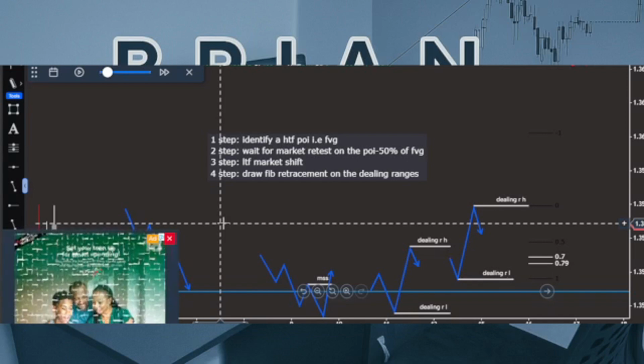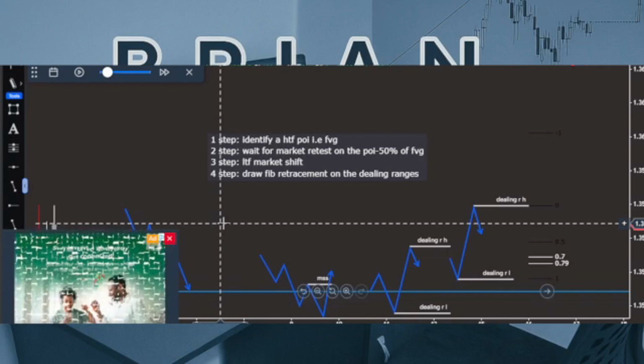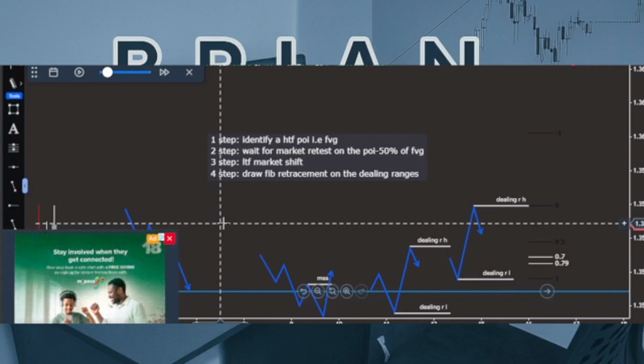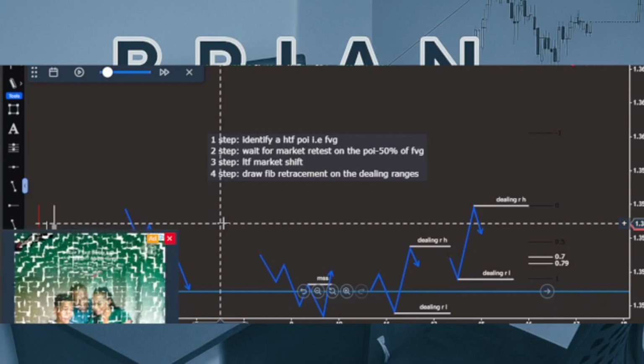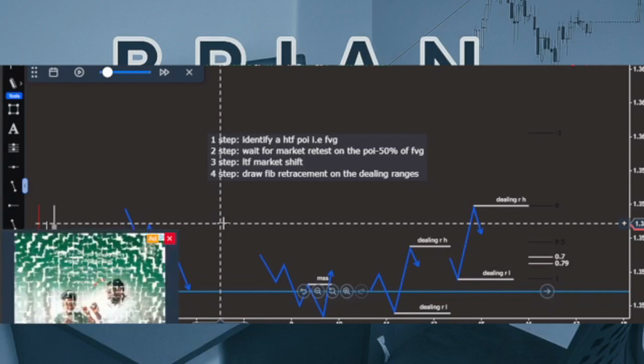Step 2, wait for market to retest the point of interest. 50% of the fair value gap is the most important thing. Step 3, on lower time frame, go and check for market shift. And step 4, now draw the Fib retracement on the deal edges.